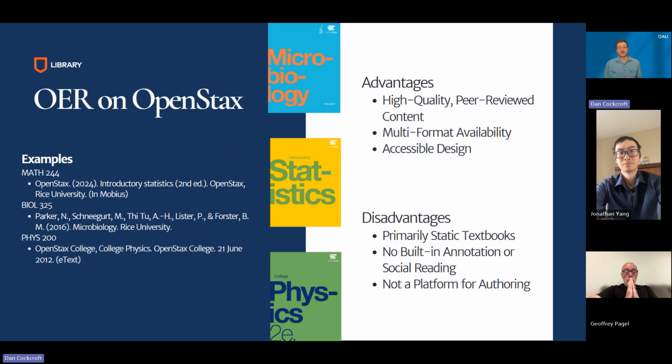But for Biology 325 and Physics 200, they're actually linking out to the OpenStax textbook. The benefit of that is obviously you get those updates and you don't have to make those changes yourself. And you get that high quality peer-reviewed content to your students. Like the other platforms, they also have multi-format availability.